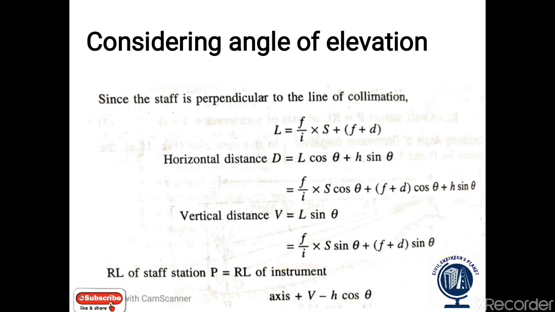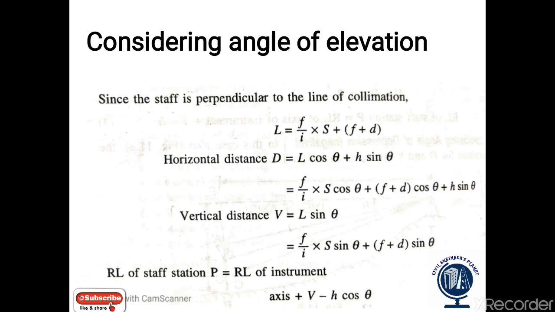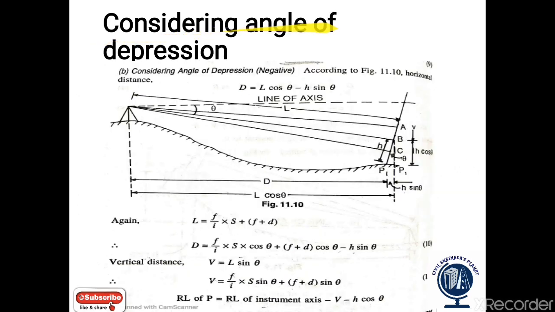Now we will see how to calculate the RL of staff station. So here the RL of staff station equals RL of instrument axis plus V minus h cos of theta, so you will get the RL of staff station. Now we will consider angle of depression.